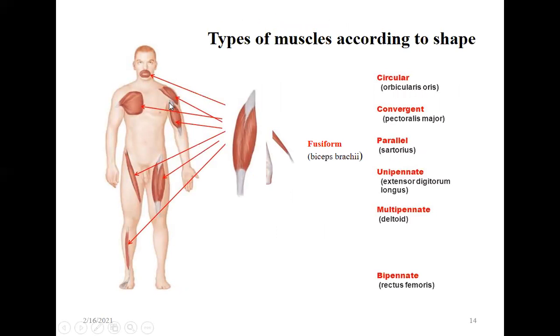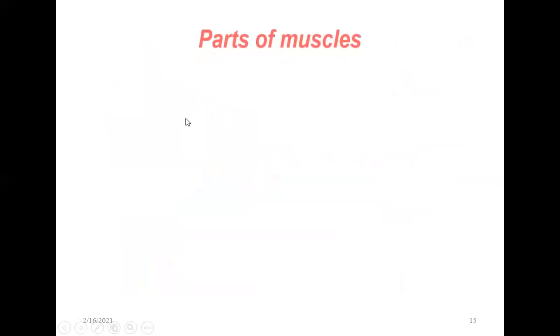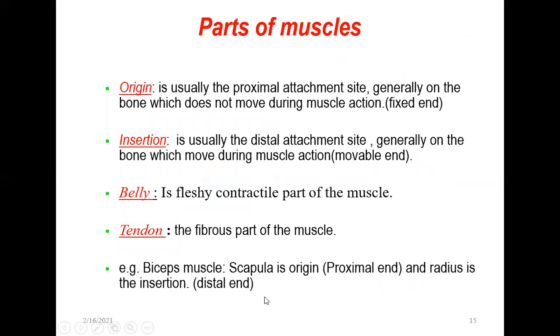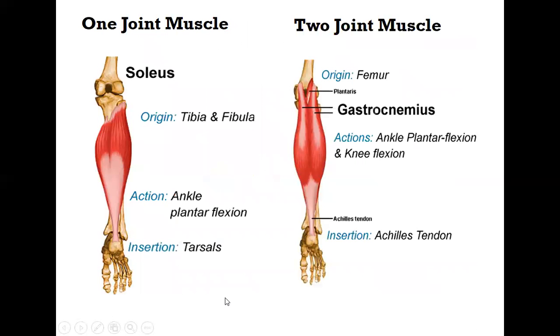Here this part will be called the origin part. This is called the insertion part because whenever this muscle contracts, it will help in the movement of the forearm. This is the forearm. Okay. So whenever it contracts, it pulls the hand upwards. So that's why this is called insertion. This part is called origin. This is the fixed part. This is the movable part. This is the belly, and these ends, the white part, are called the tendon. Okay. So this is what is mentioned here.